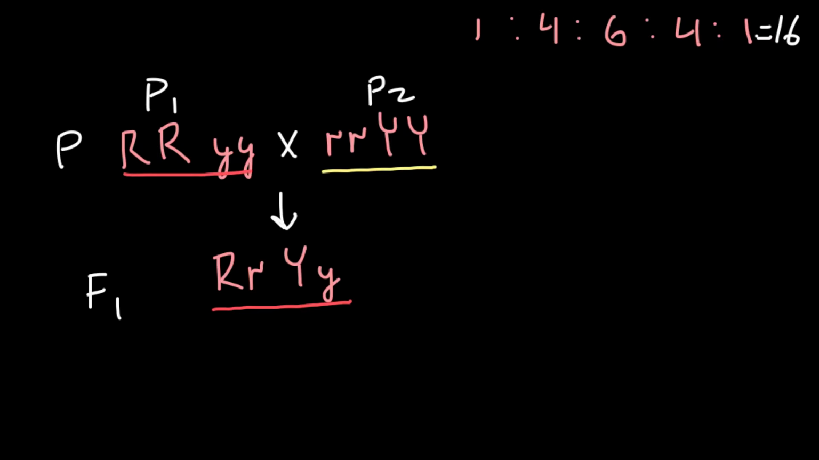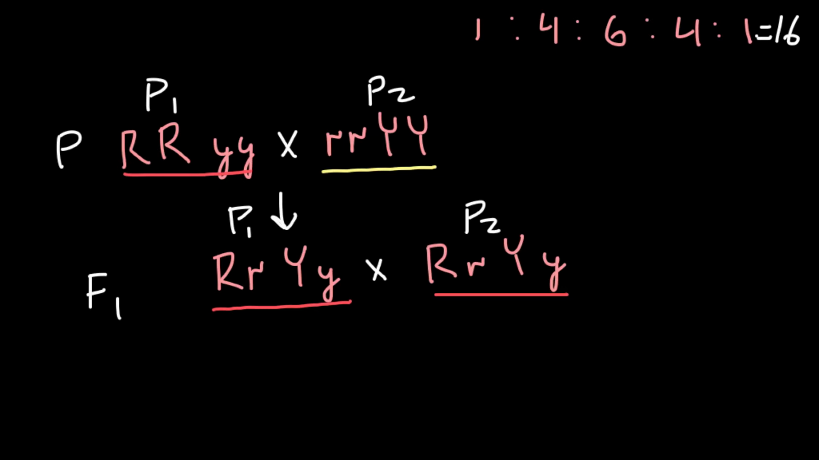So what would happen if we self-pollinate the F1 generation? Basically that means that we have to cross the same genotype, capital R small r and capital Y small y. And any of these parents, this can be parent 1, this can be parent 2, would produce the same type of gametes, because the genotype is the same.